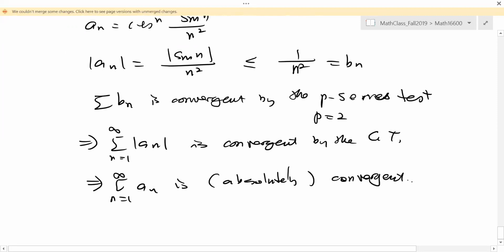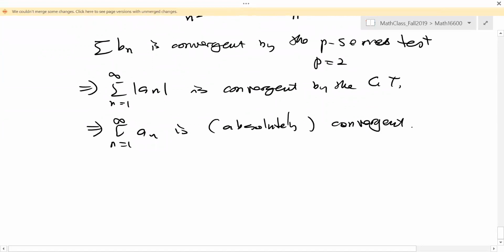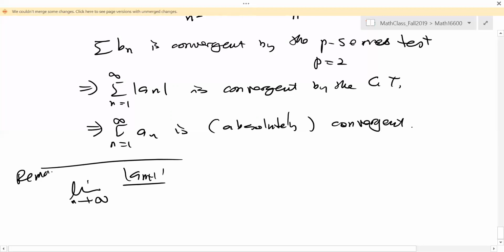There is a theorem in the book. I forgot which chapter or section. It's near the ratio test, root test. But anyway, absolute convergence implies convergence, right? That's the reason. I think this is the best way to solve the problem. You cannot use the ratio test. And look at this remark.